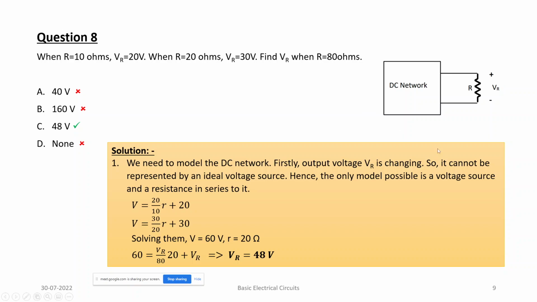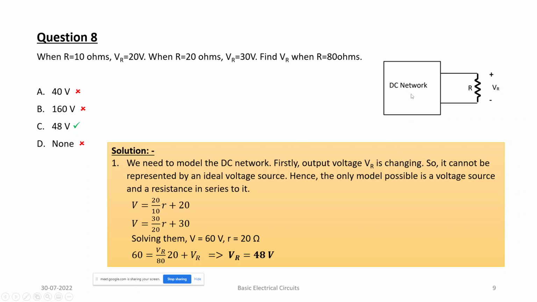So at the first we have said that we cannot have an ideal voltage source, that we can see that voltage changing. So the only possible combination is the voltage source and the resistance in series with it. You are absolutely correct. So we can represent this DC network as a voltage source and the resistance R in series with it. Okay, now we can write the equations.